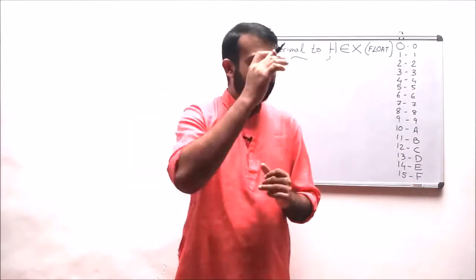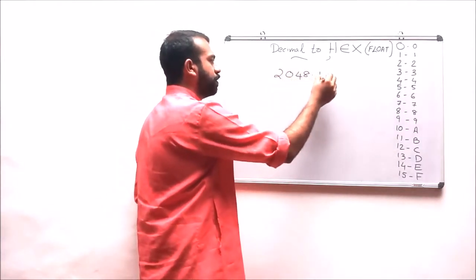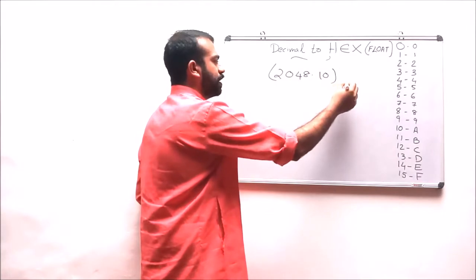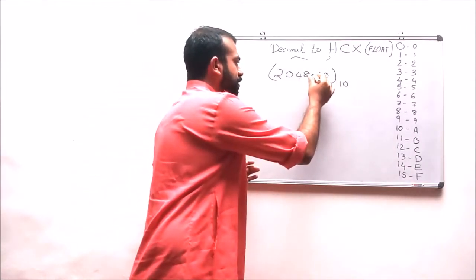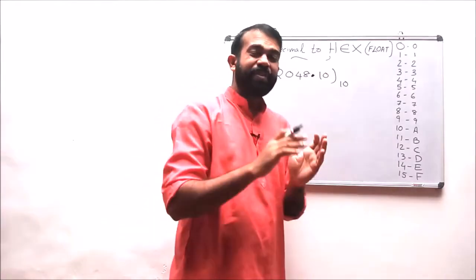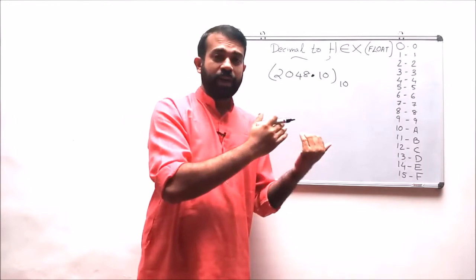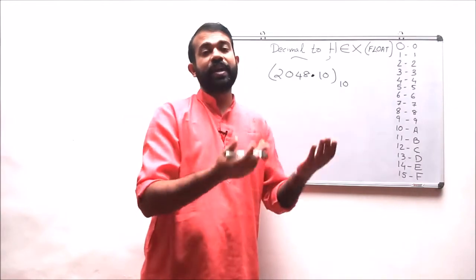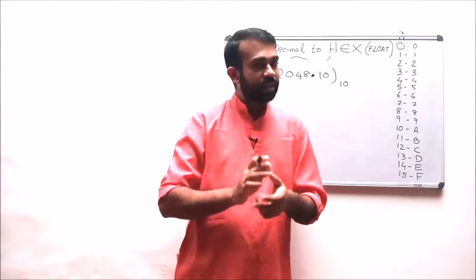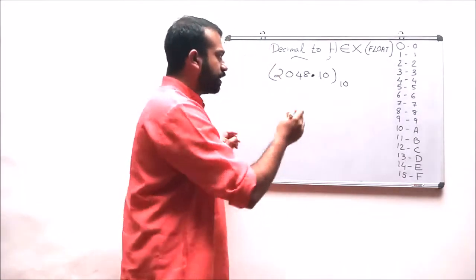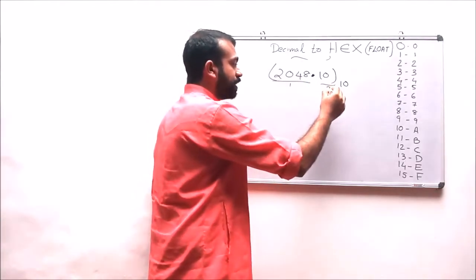So consider an example. The example is 2048.10 to the base 10. As we discussed in the previous lectures, a decimal or fractional number has two parts: a whole number part, as well as a fractional or point part. So the conversion is done in two different steps. In the first step, consider the whole number portion, and after that, consider the fractional portion.